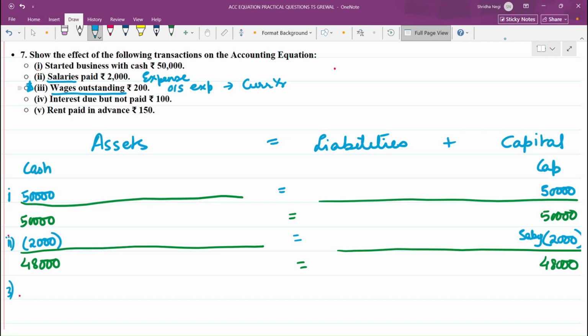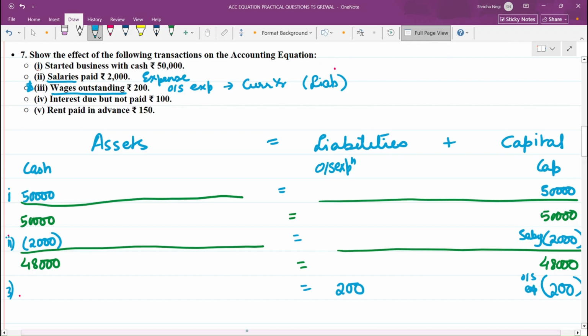ठीक है. Now the third one, wages outstanding. Now this outstanding expense is of the current year, and it is a liability for the firm because the firm has to pay it. तो liabilities आपकी increase हो रही हैं. यहाँ पे outstanding expense is your liability. कितना? 200. ठीक है? So 200 is the outstanding expense, which is a liability for the firm, and it is of the current year, so it will affect the capital account. So capital account will decrease by 200. ठीक है? ये outstanding expense. ठीक है? Yeah, this side, asset side will not be affected. So this is a new transaction.